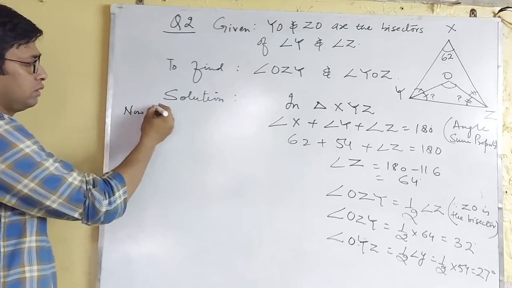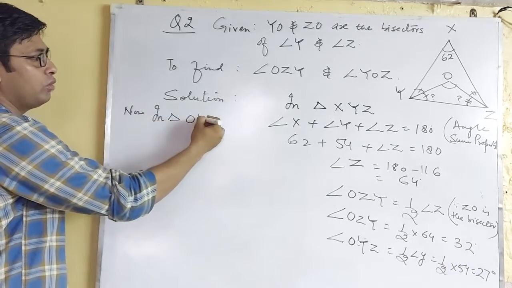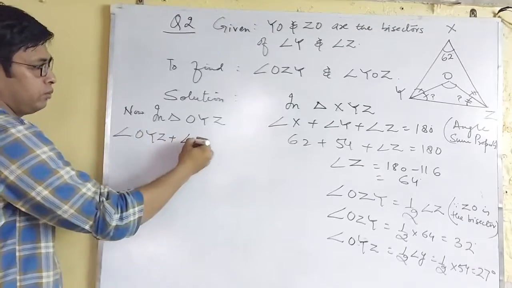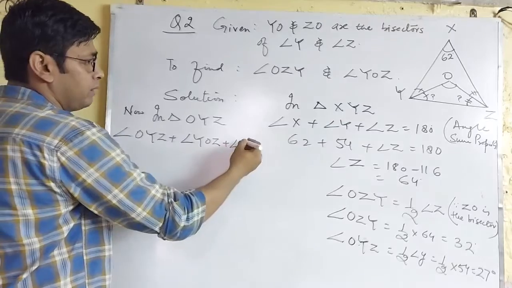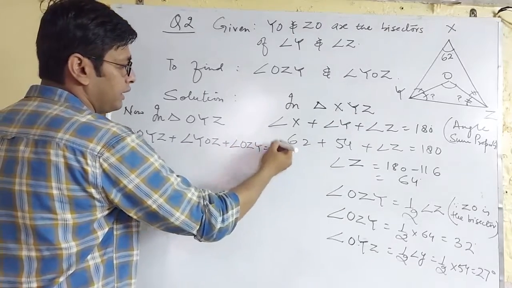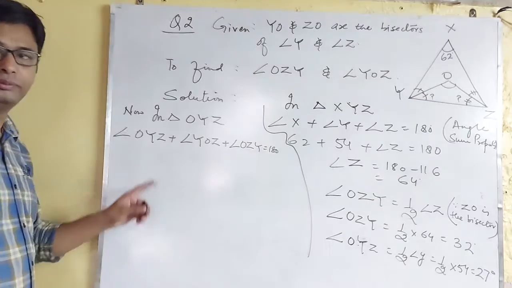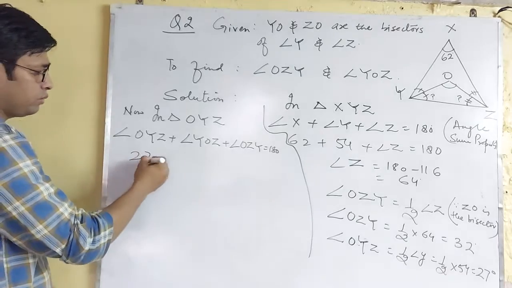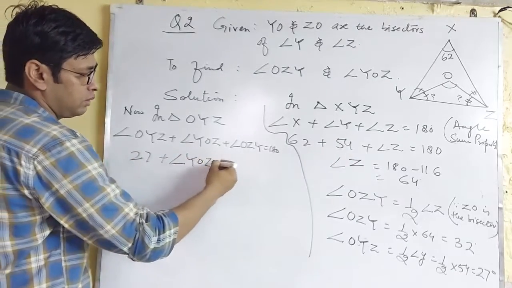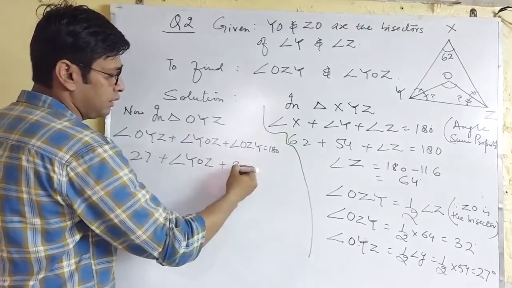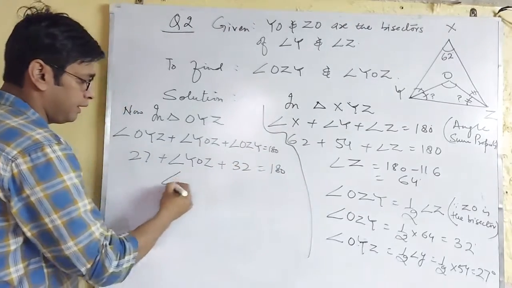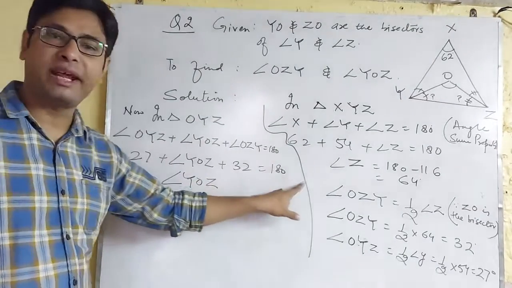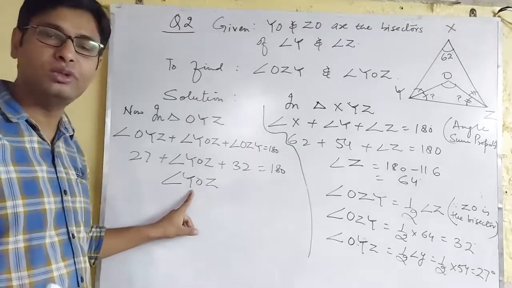Now in triangle OYZ, angle OYZ plus angle YOZ plus angle OZY is equal to 180 degrees. The sum of the three angles is equal to 180 degrees. This is 27 and this is 32. You will add these two angles and subtract from 180 degrees. You will get the value of angle YOZ.